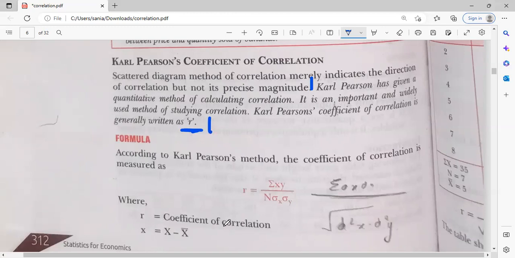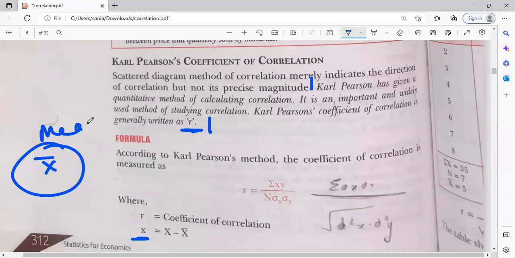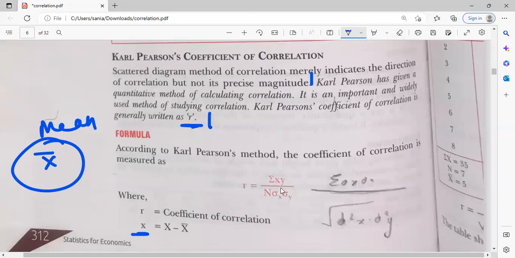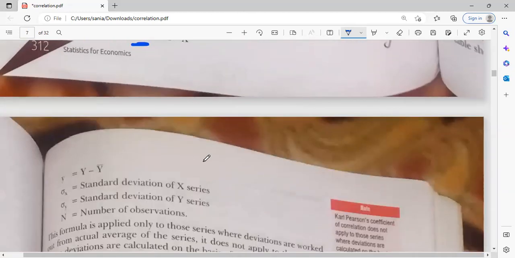r is the coefficient of correlation. How will you find x? You will find x from X minus X bar. This X bar, who will tell me what is this? Mean. Yes, this is mean. Okay. And coming to y, how will you find y? See, this is small y, and this one is bigger Y. So y equals Y minus Y bar. This is the standard deviation of X series, the standard deviation of Y series, and n is the number of observations.